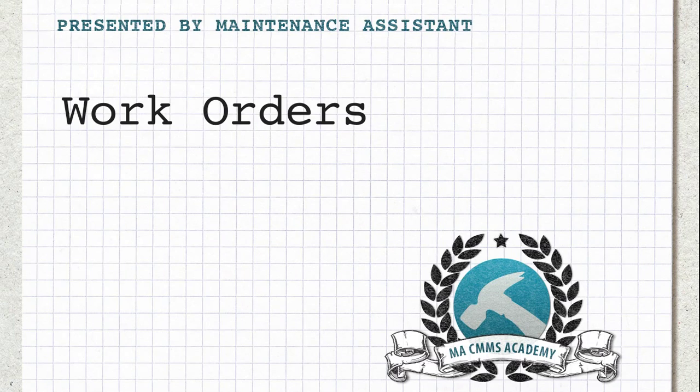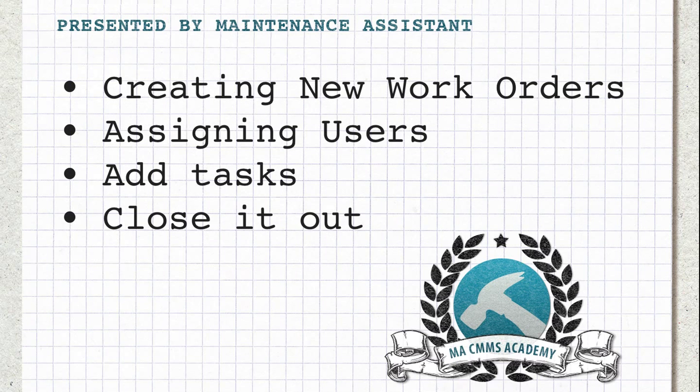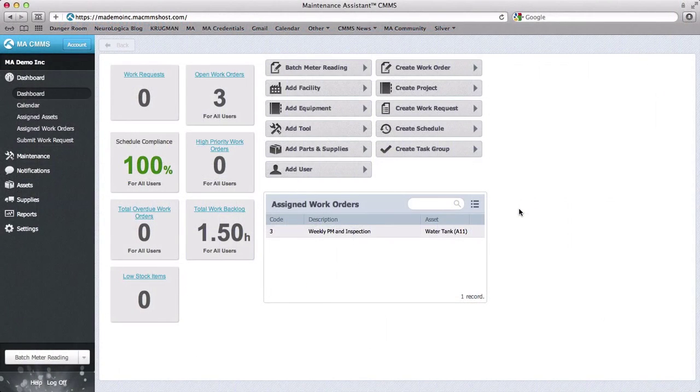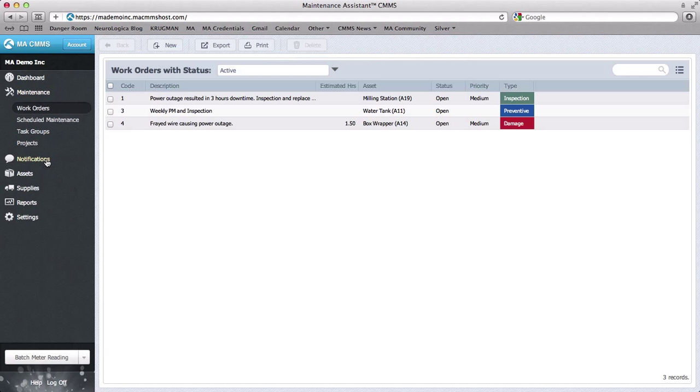This video will cover how to create a new work order, assign users, build a checklist of things to do, and close the work order after it's finished. To get started, I'm going to click on the Maintenance menu on the left. When I do this, the work order submenu is selected by default. This is where all the work orders in the system can be found, regardless of who they're assigned to.